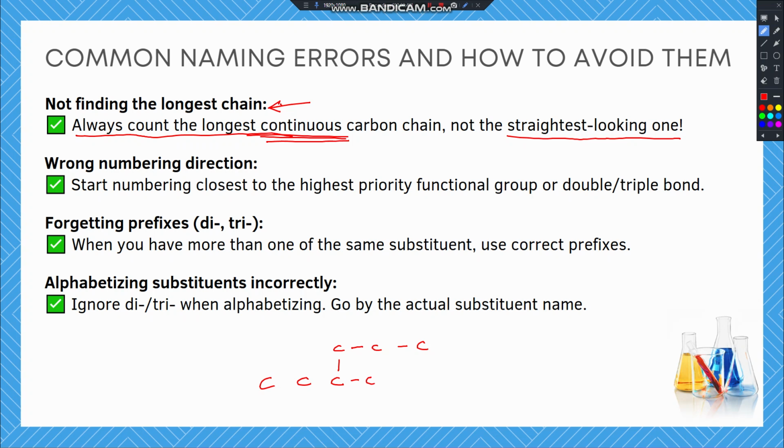If you're looking for the straightest, you will go with this. Or if you're looking for the longest, you will go this way. So there are times students make this mistake by going for the straightest, not necessarily the most continuous. And when you're dealing with the longest continuous carbon chain, you are looking for the most continuous.